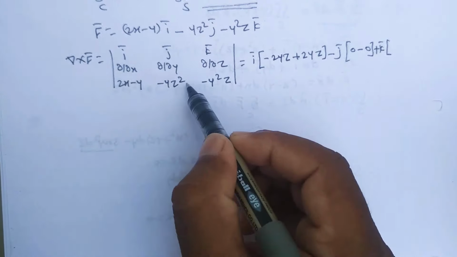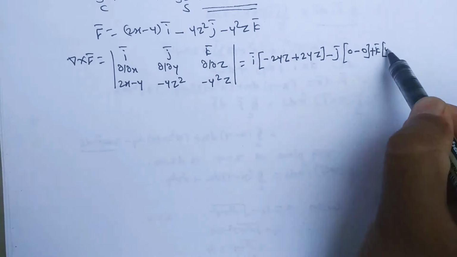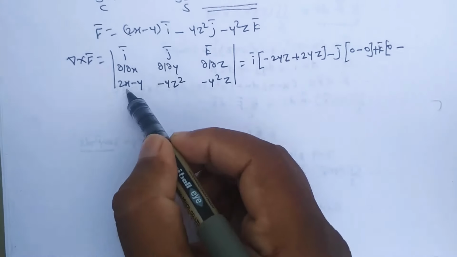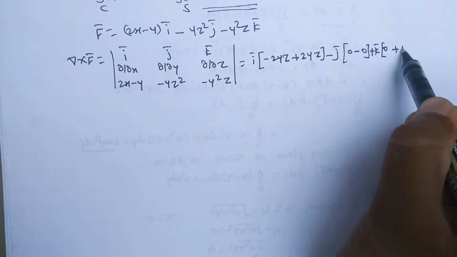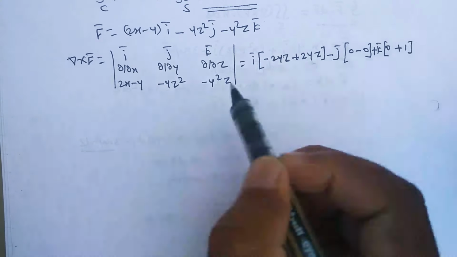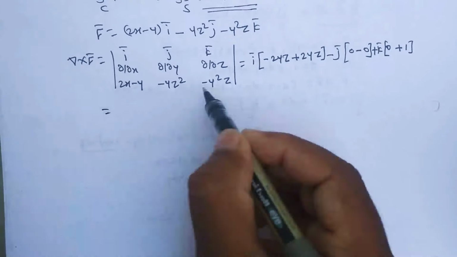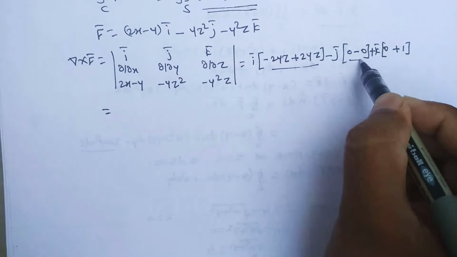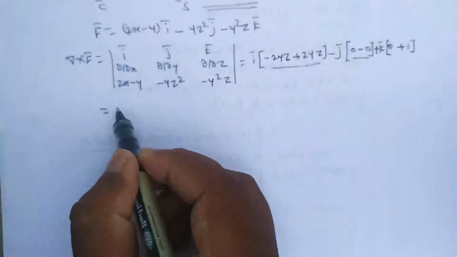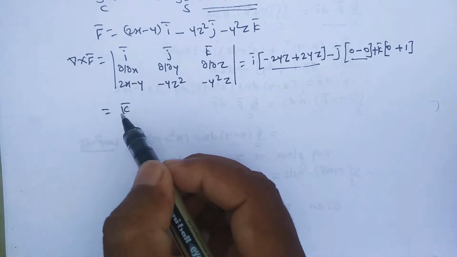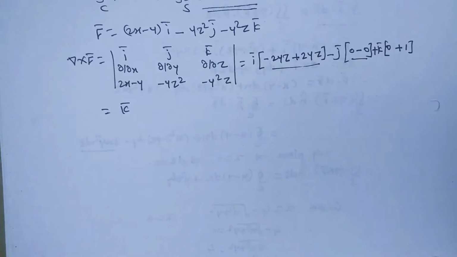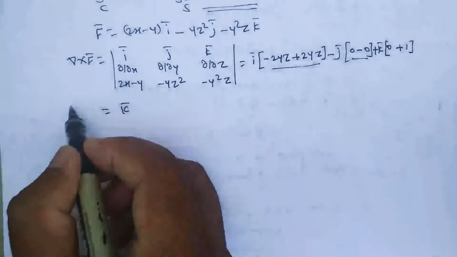the derivative of −yz² with respect to x, which is 0, minus the derivative of 2x − y with respect to y, which is −1, so minus minus plus 1. Now the first term becomes 0, the second term is also 0, so you get 1 times k̄ only. Now you get the value of del cross F̄ as k̄.